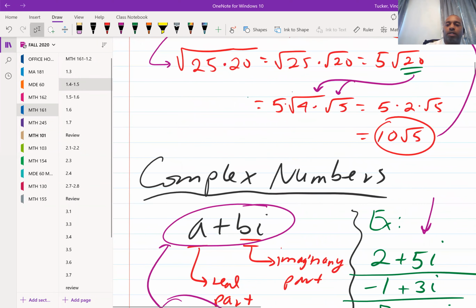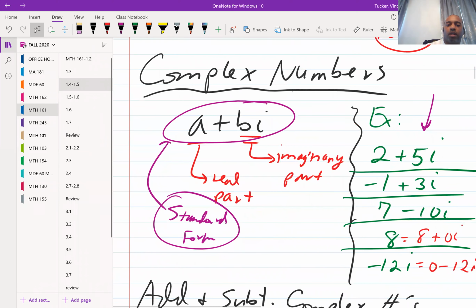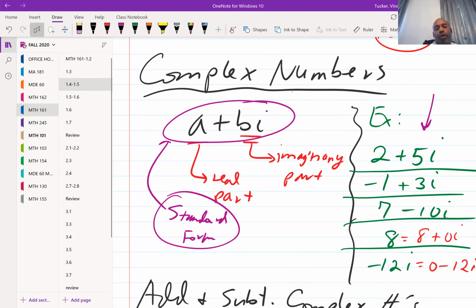All right. So your complex numbers are going to be a combination of your real part plus an imaginary part. So a plus bi will be considered a complex number. And that's the standard form. Notice the real part is first, imaginary part is second. That is your standard form, a plus bi. They are going to expect you to write your answers in standard form, whether they say it or not. So you always write your real part first, then your imaginary.